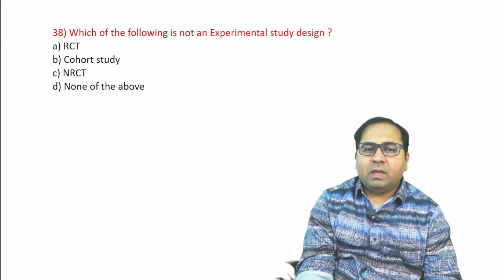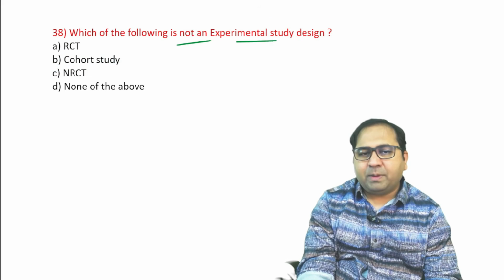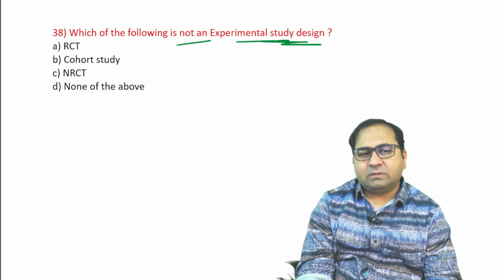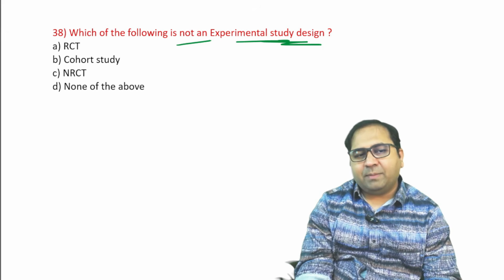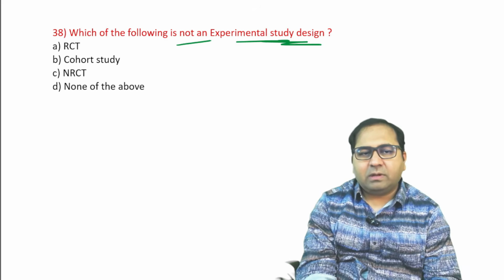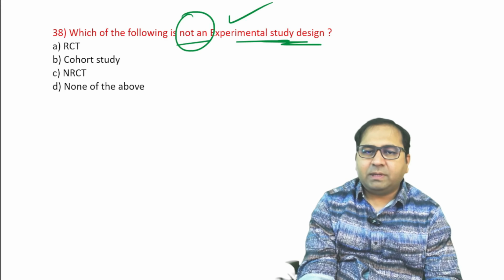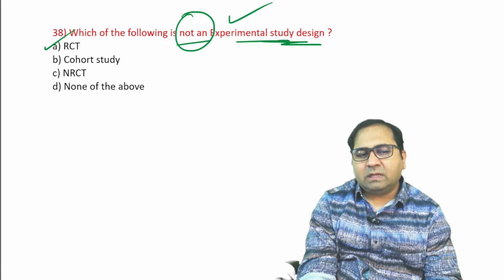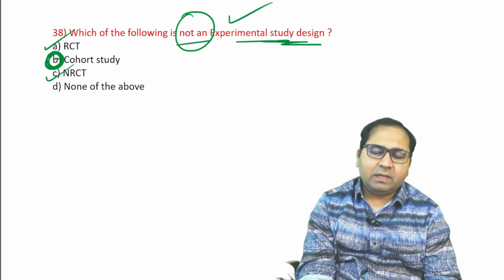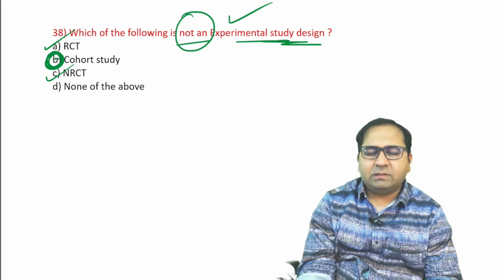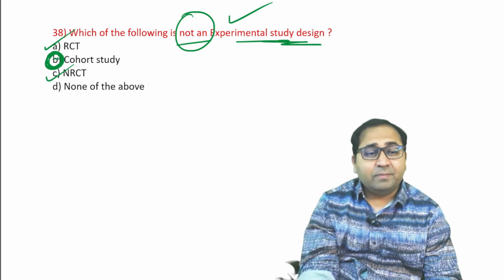Next question. Which of the following is not an experimental study design? From the options: A, randomized control trial; B, cohort study; C, non-randomized control trial; or D, none of the above. It is very easy. Which is not an experimental study? RCT is an experiment, NRCT is an experiment. Answer for this question is B, cohort study. Cohort study is not an experimental study design, it is an analytical study.